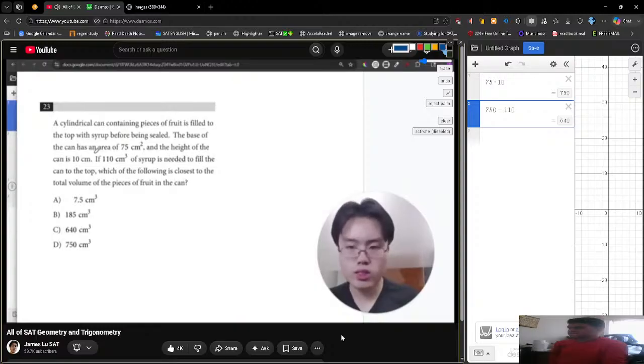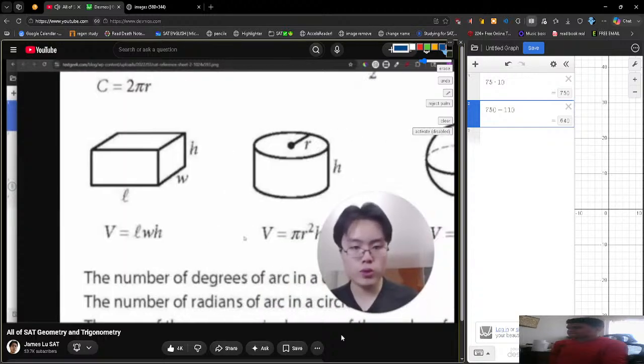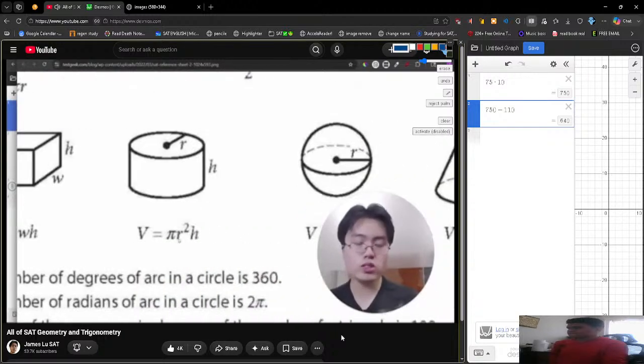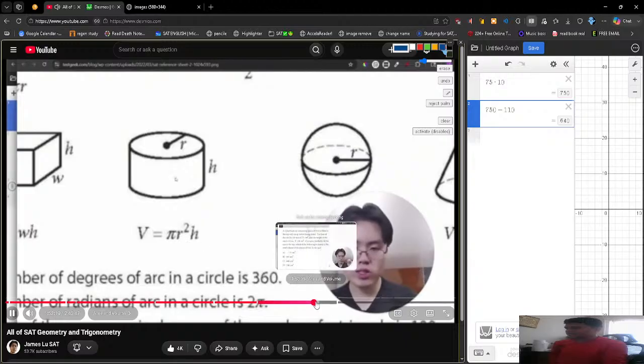The base of the can has an area of 75 centimeters squared. So we're given the base. This is a great example of the fact that you can't just blindly memorize these formulas. You have to understand where they come from, because it just says the base. It doesn't tell us the radius at all. But it tells us the base, and we realize pi r squared is the base. So this is the base times the height, and the base is the thing that you want.